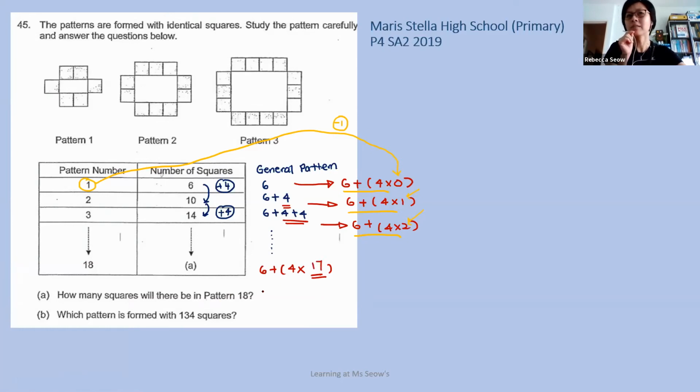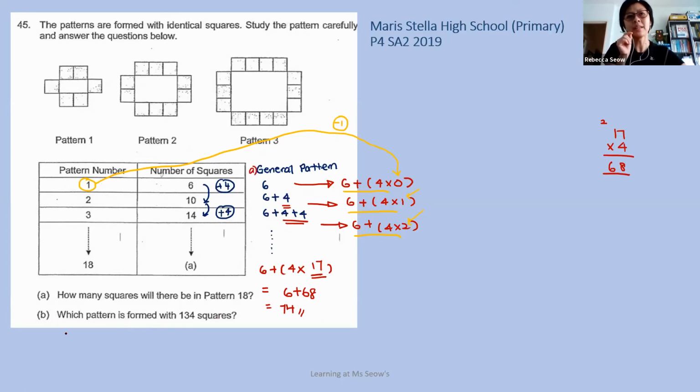So how would we work that out to the number of squares? We take 17 times 4. 4 times 7 is 28. 4 times 1 is 4. 4 plus 2, 6. So we have 68. 68 added to 6. So that gives us 74. So this is the answer for A.